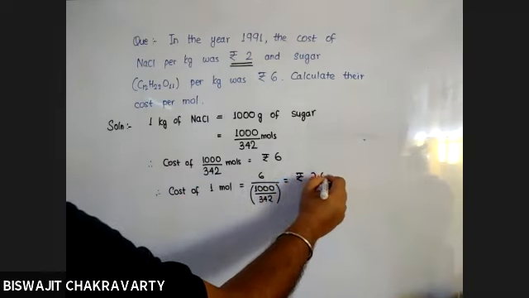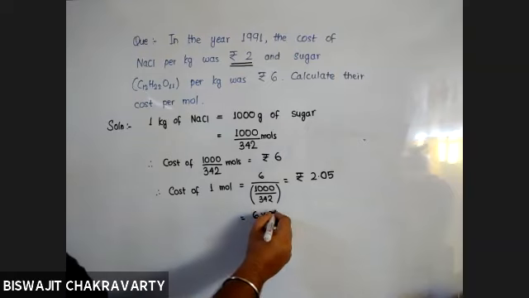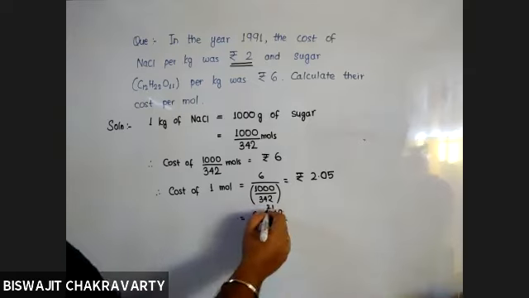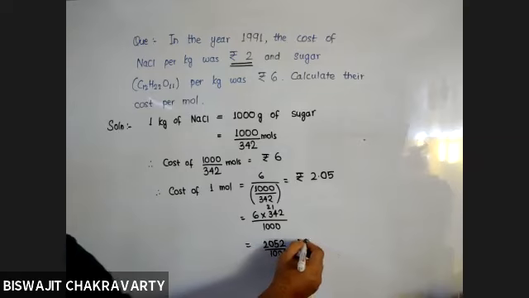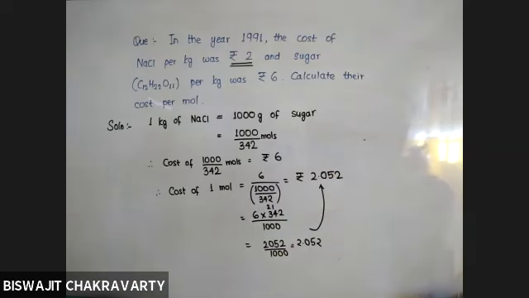See, is everyone getting this answer or not? Yes, sir. Because this will be 6 into 342 divided by 1000. 6 2s are 12, 6 4s are 24, 5 2, 6 3s are 18, 2052 by 1000. That will come out to be 2.052, isn't it? Okay. Understood this question? If you are asked to calculate per mole, what needs to be done?